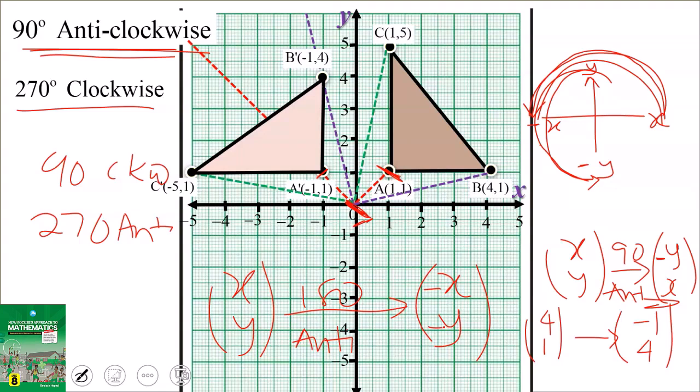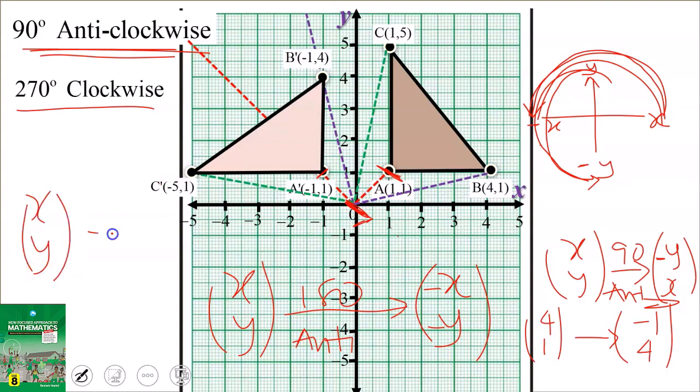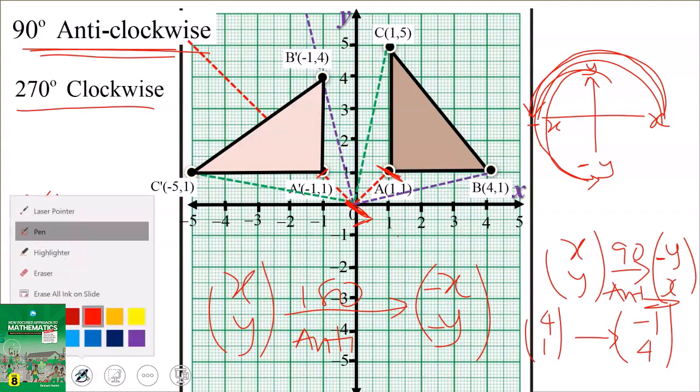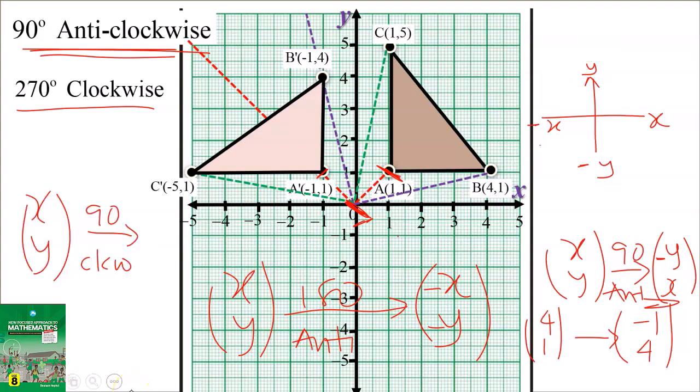Then let's see 90 degrees clockwise. So for 90 degrees clockwise, assuming we have (x, y), and we are doing 90 clockwise, which is the same as 270 anti-clockwise. So you see the movement of this one. Here, the x here moves 90 degrees to the y position, and then y also moves 90 degrees to the x position. So we interchange the position of y and x.